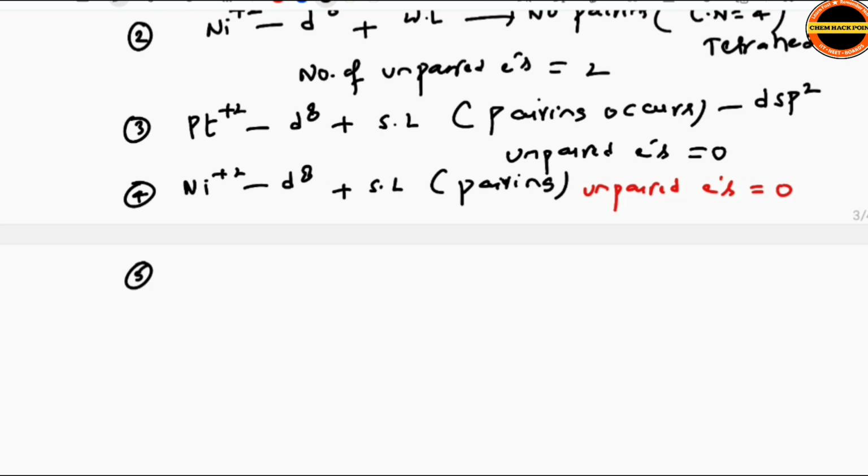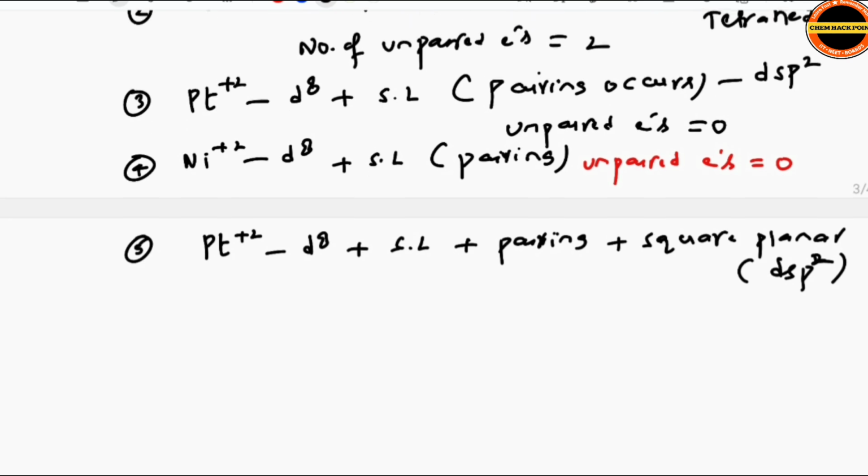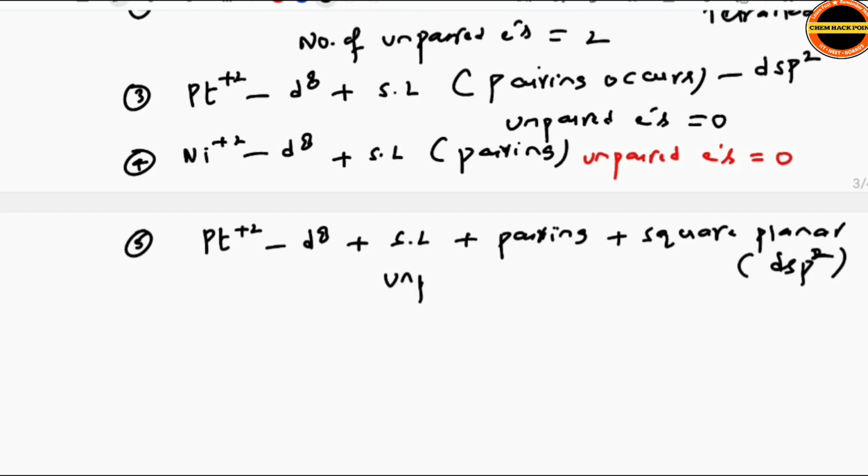And then the fifth one, [Pt(CN)4]2-. Here platinum is in +2 state, which is d8 configuration, strong field ligand. So pairing occurs. Whenever there is pairing, an inner d complex is formed, which is square planar, dsp2, coordination number 4. So here unpaired electrons is equal to 0.